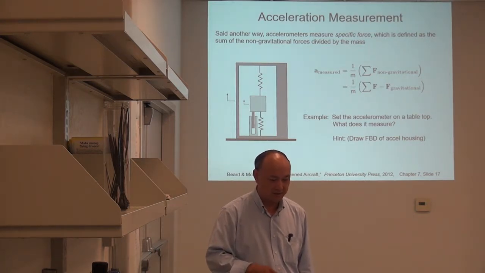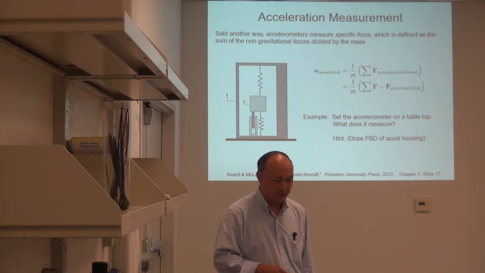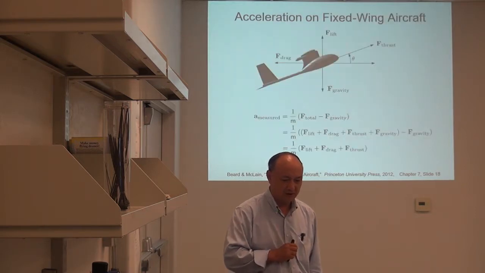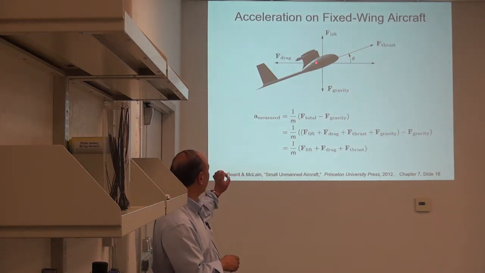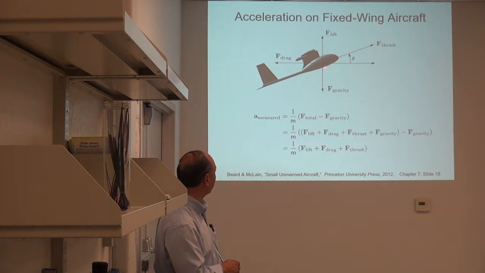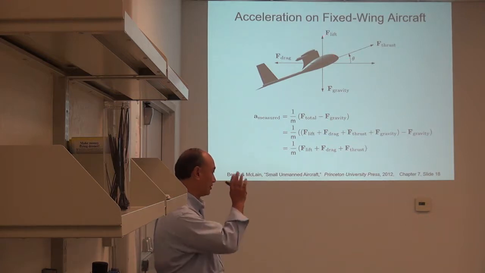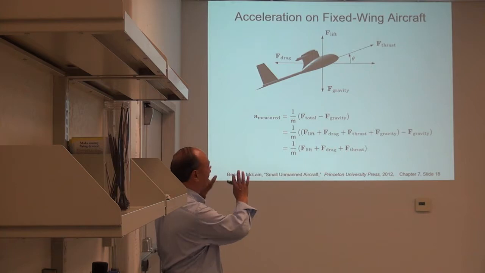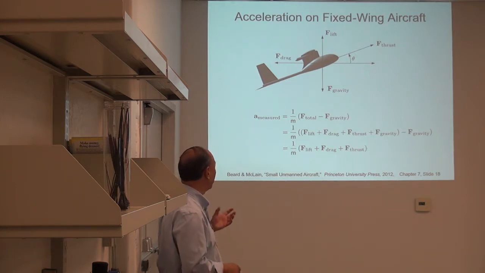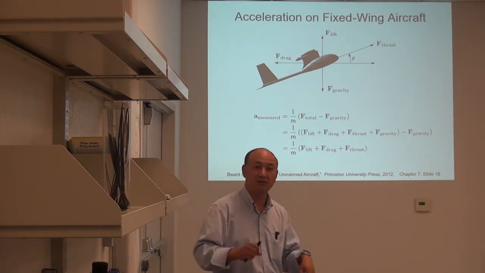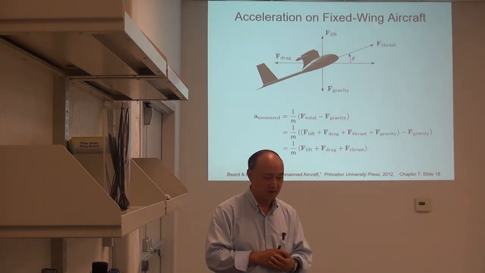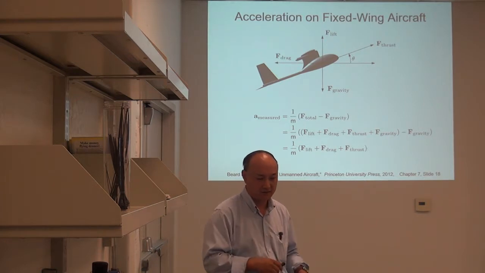Here is the free body diagram. For our fixed-wing aircraft, you have gravity here, drag here, thrust in this direction, and lift in this direction, with the angle of attack theta. We project it as 2D. If you put an accelerometer here, what is it measuring? All the accelerations are vector sums. You have three axes, right?